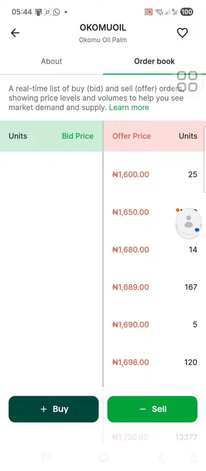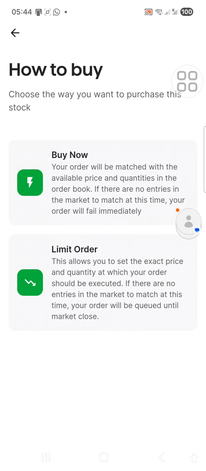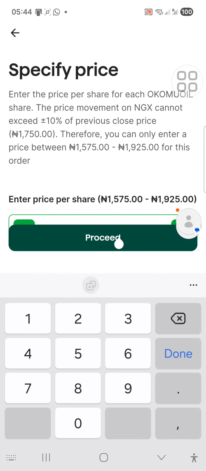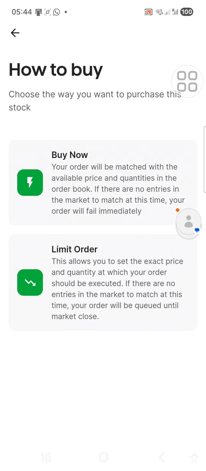So if you want to buy this Okomu stock, what you then need to do is click on buy, and then it gives you the option whether to buy now or to use limit order. You should use limit order. If you use buy now, it is going to buy for you at the market price, which is 1,750. But if you use limit order, that means you are telling the system you don't want to pay more than 1,600. Let's go back again and have a look.